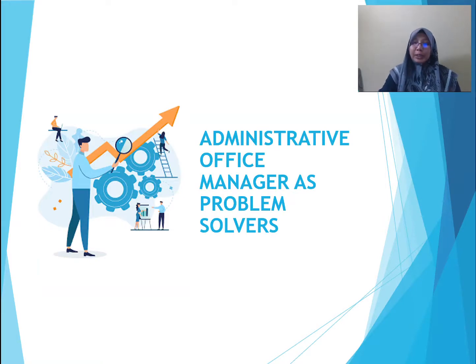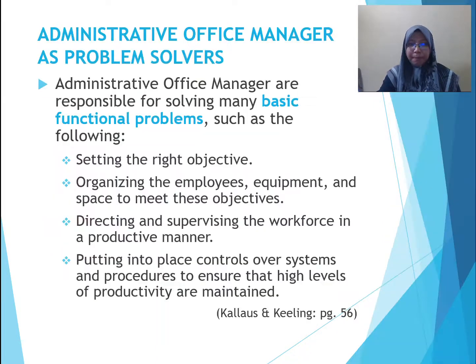Next we are going to proceed to the second one, which is administrative. For the first one in chapter 4, the administrative office manager as a problem solver. Okay, so administrative office managers are responsible for solving many basic functional problems such as the following. Number 1, as AOM, you need to set the right objective. Number 2, you need to organize the employees, the equipment in the office, and also the space to meet this objective.